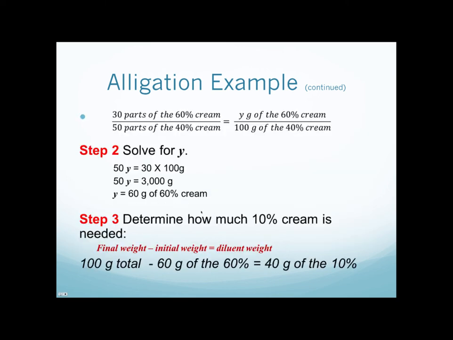How do I solve for y? I cross multiply. 100 grams times 30 parts divided by 50 parts is going to equal how many grams of that 60% cream I need. The question might ask me, how much of the 10% cream do I need? If I know I have 100 grams total and I'm going to use 60 grams of the 60%, then I know I'm going to need 40 grams of the 10%.